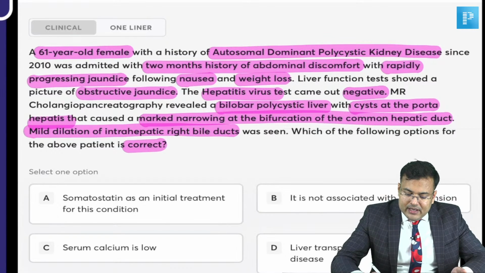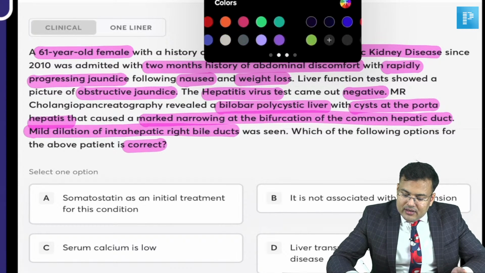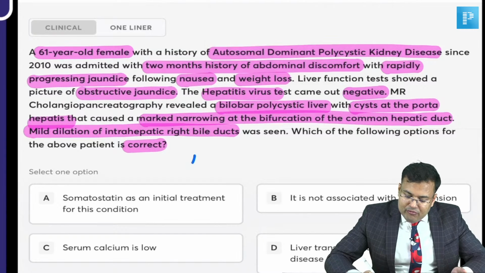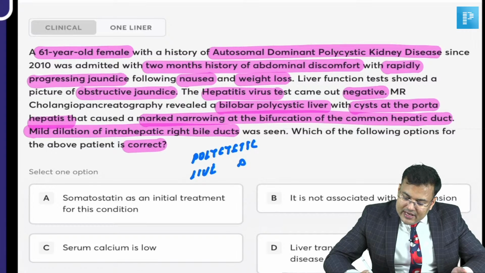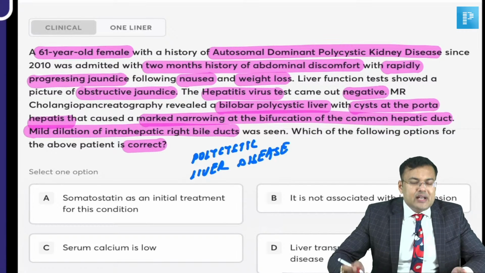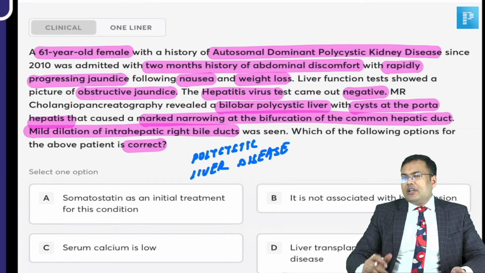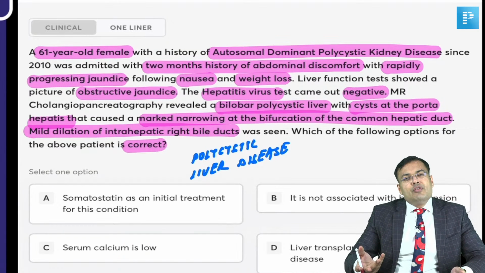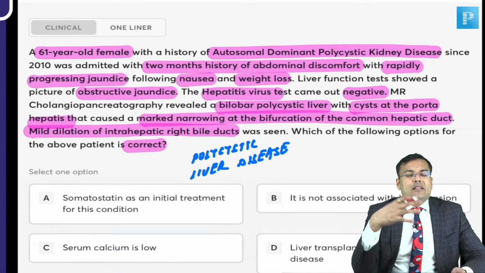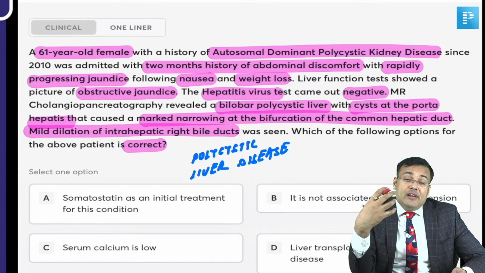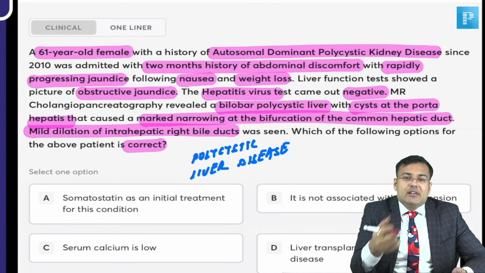So actually speaking, what is the name of this condition? It is polycystic liver disease. So the patient is having polycystic liver disease, and you know that we don't have a curative treatment for ADPKD. So if there is involvement of the kidney, obviously we have to go for renal transplantation, and in the patients in whom there is involvement of the liver, we have to go for liver transplantation.